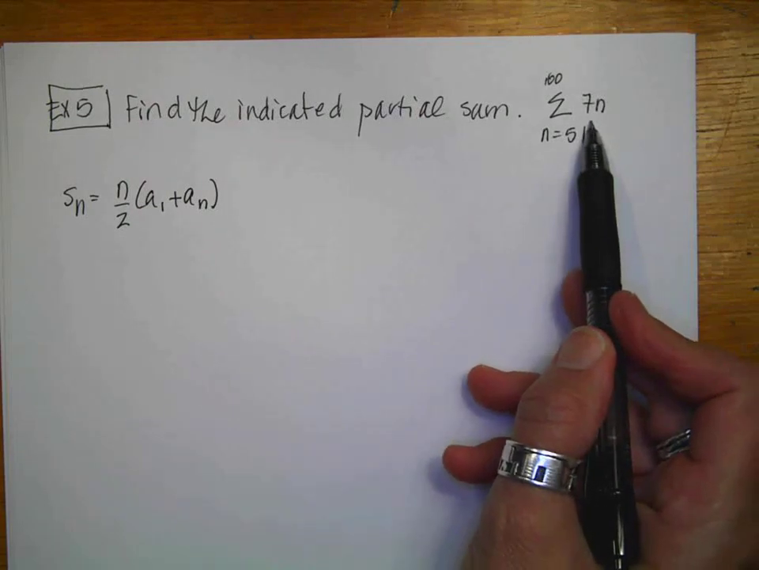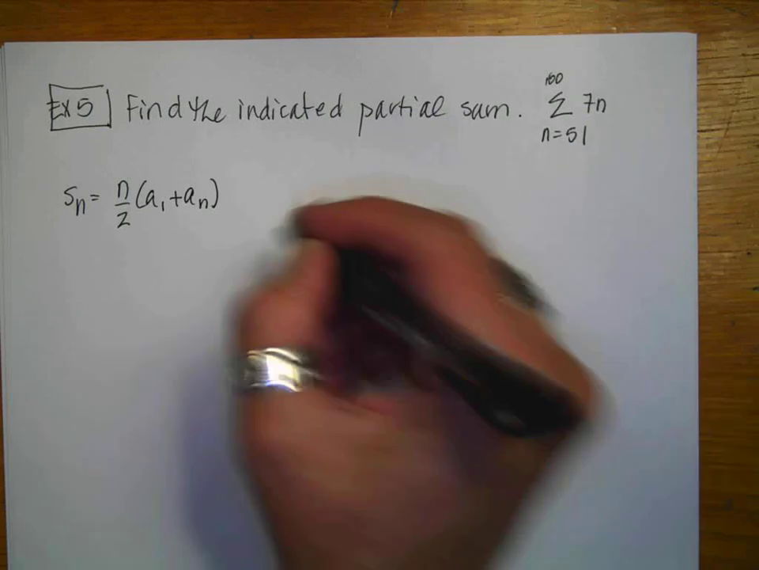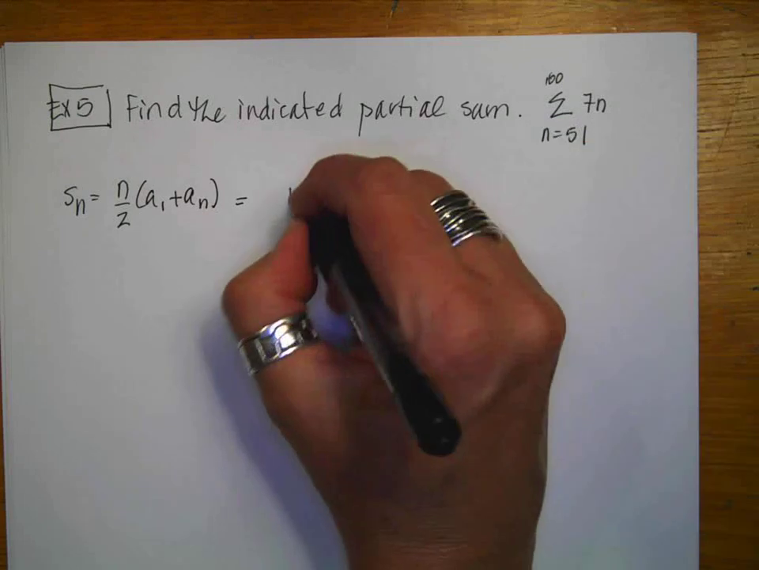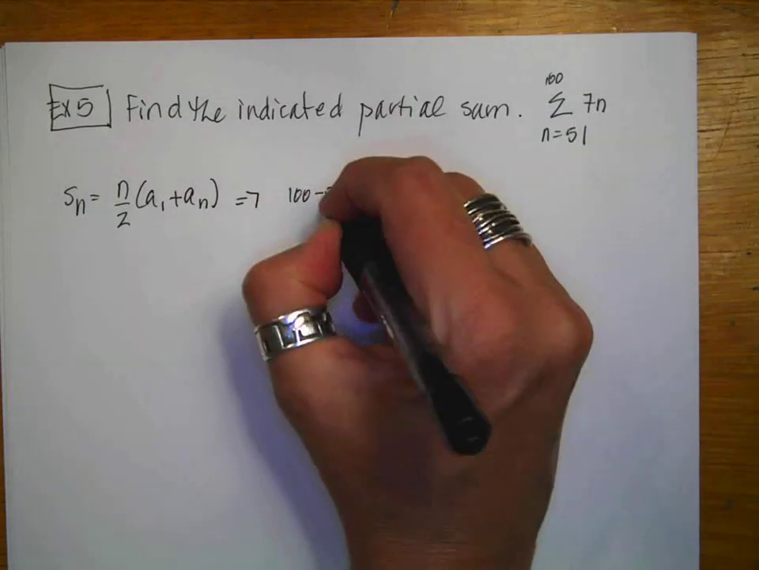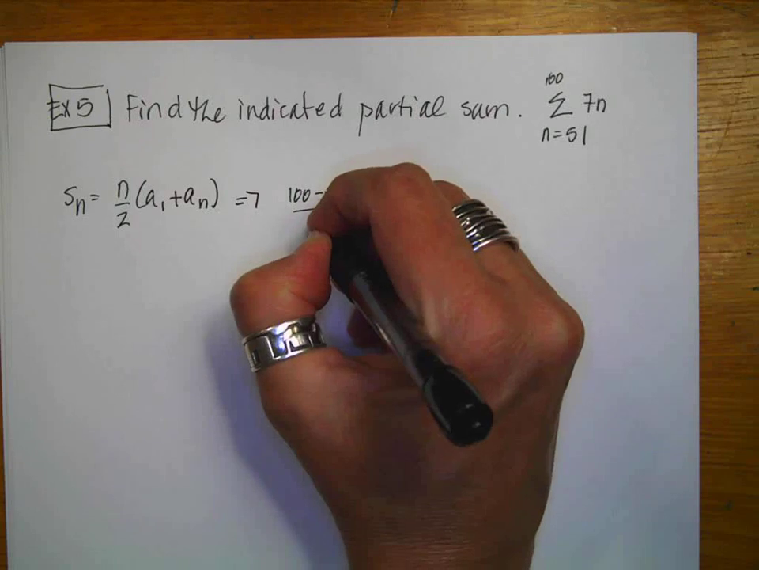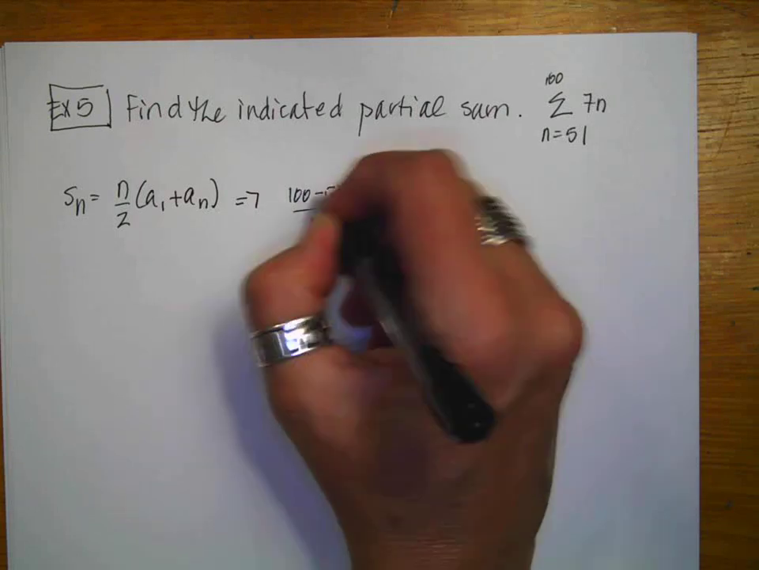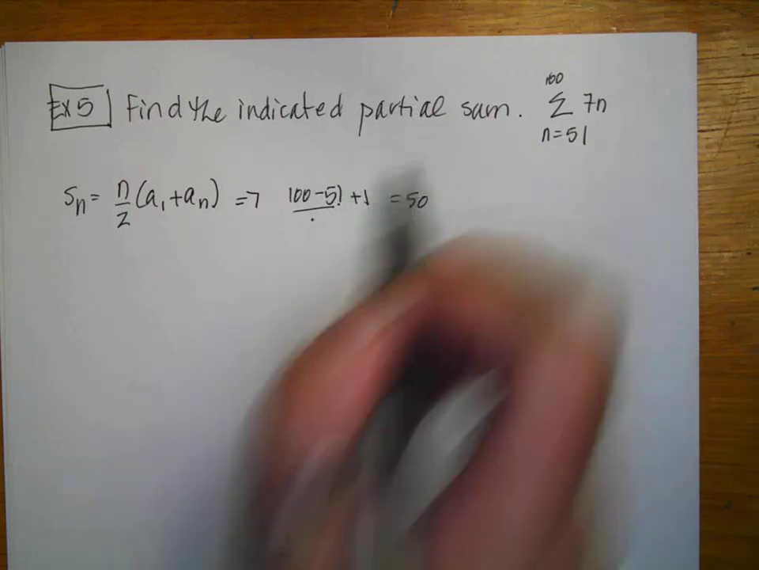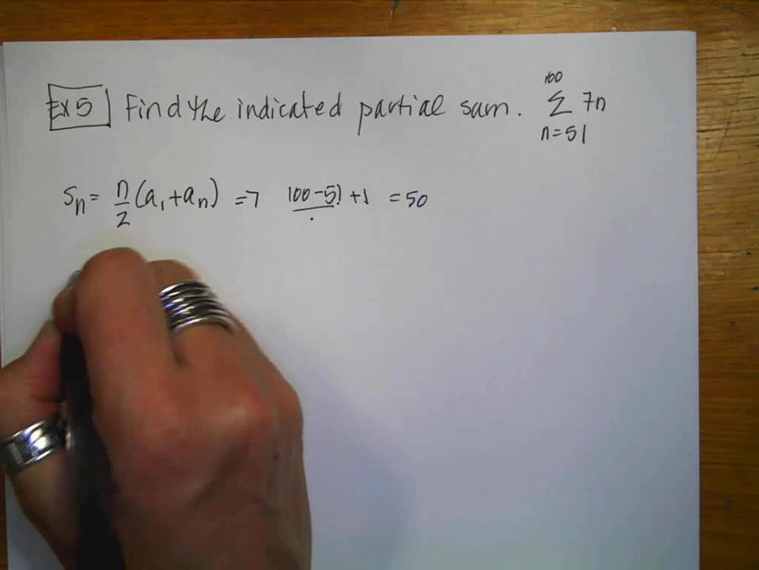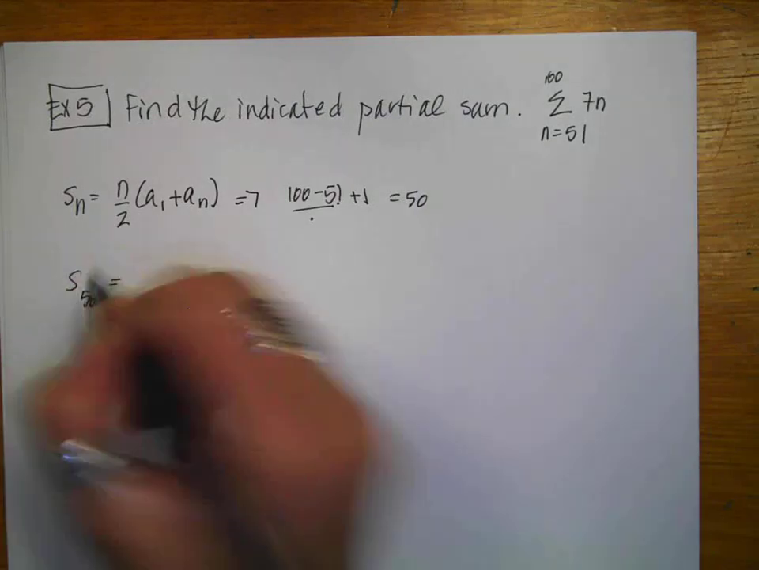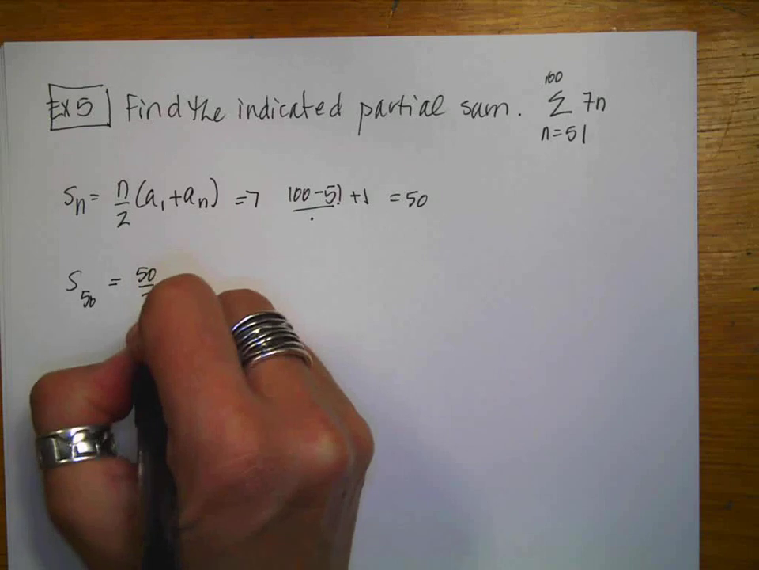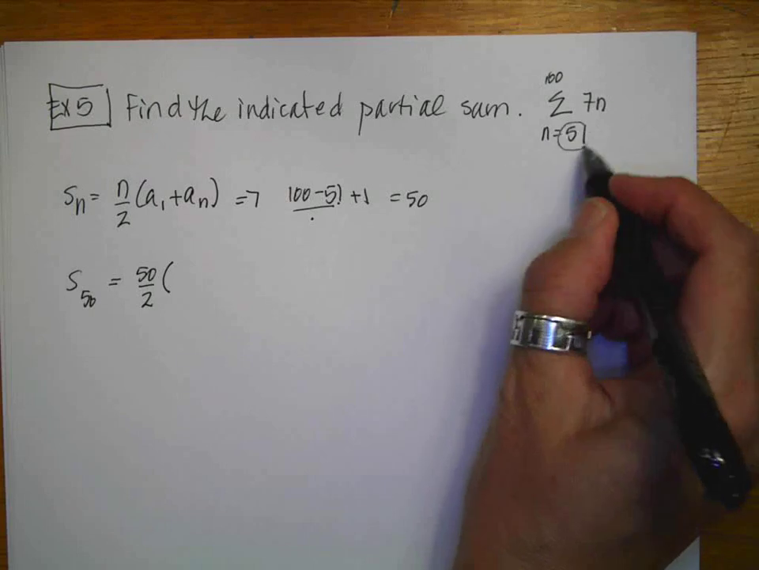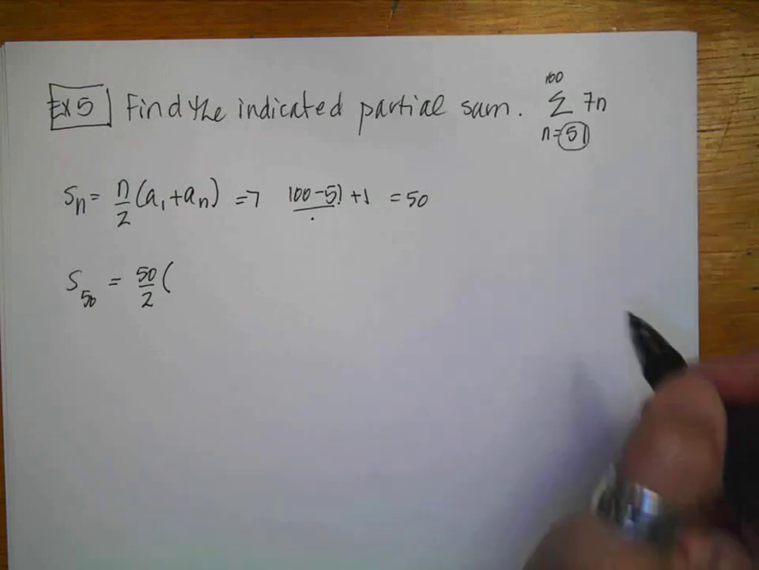Okay. So this is an arithmetic equation. It's just written in a different way when it's in summation notation. So I'm going to talk about my variables first. N is the number of terms. So if I do 100 minus 51 and then plus 1, 100 minus 51 is 49, plus 1 is 50. So I'm actually summing 50 terms. So S sub 50 is going to equal 50 divided by 2, and then I'm going to find my terms.